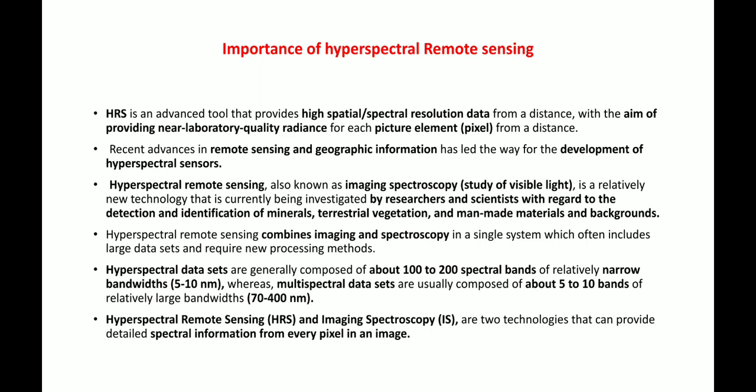Then hyperspectral remote sensing, that is HRS, and imaging spectroscopy, that is IS, are two technologies that can provide detailed spectral information from every pixel of the image. Spectral information means the spectral color or the bands present on the spectra, which depend on the pixels of the images. That is, images are divided into subunits called pixels, which can be used to characterize and classify the crops with the help of HRS. This is the importance of HRS, or hyperspectral remote sensing.